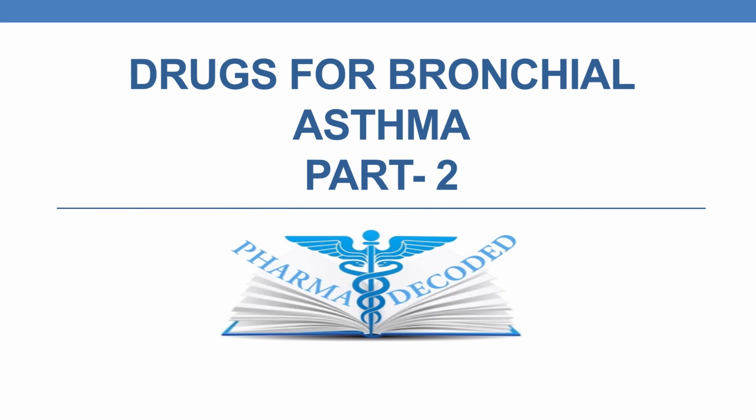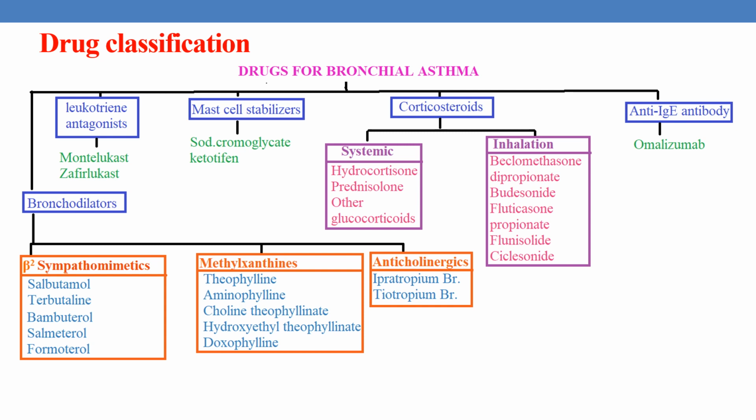Hello everyone, now let us discuss drugs for bronchial asthma, part 2. First, let us discuss the drug classifications. The drugs for bronchial asthma are categorized into bronchodilators, leukotriene antagonists, mast cell stabilizers, corticosteroids, and anti-IgE antibody.